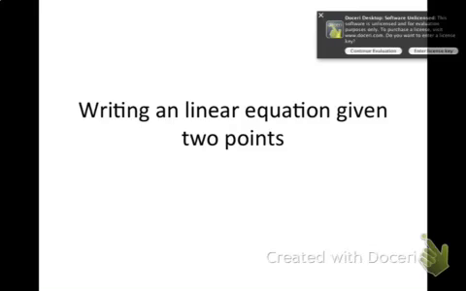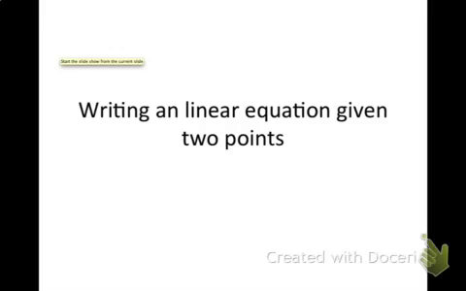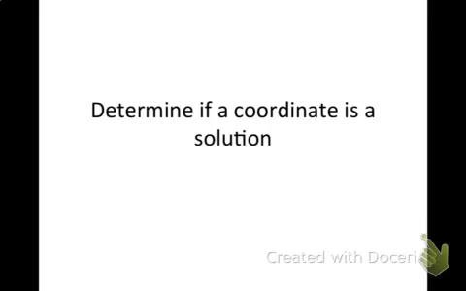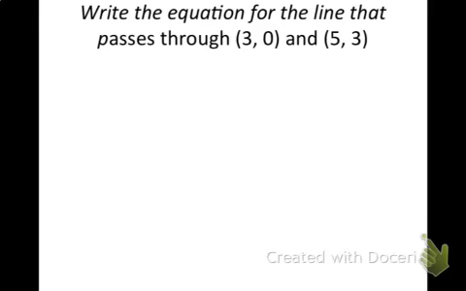All right, the next type of information that we're going to be dealing with is writing a linear equation given 2 points. This time, we don't know the slope, and we don't know what the y-intercept is. So we're going to have to find out what our slope is first, because we can actually find that out. All right, so we have these 2 points, and we're going to find the slope, and let's just write down the slope formula.